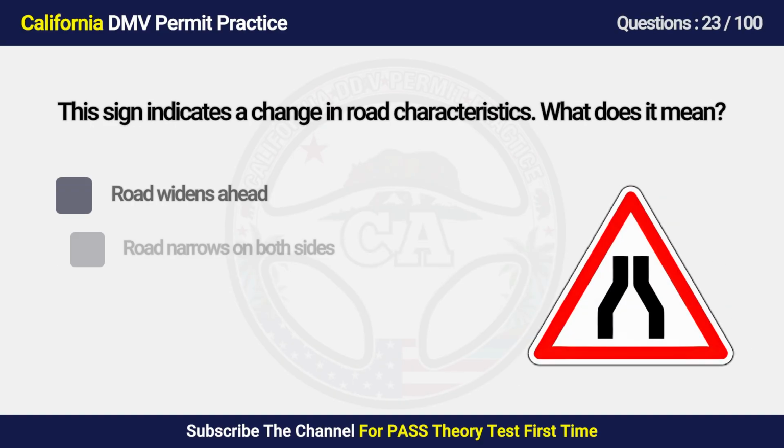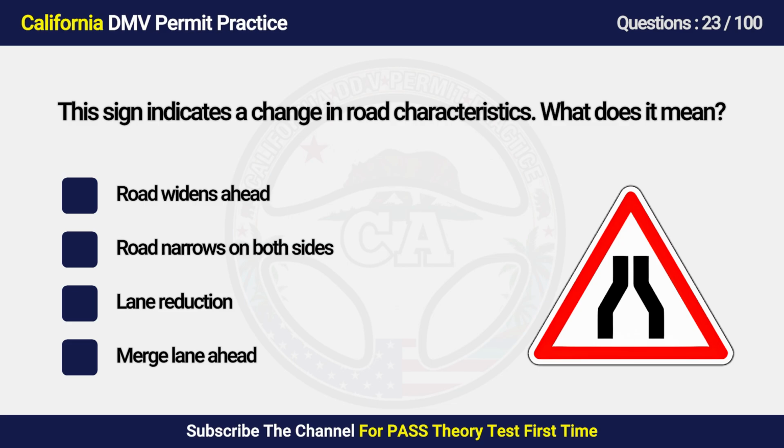Question 23. This sign indicates a change in road characteristics. What does it mean? A. Road widens ahead. B. Road narrows on both sides. C. Lane reduction. D. Merge lane ahead.